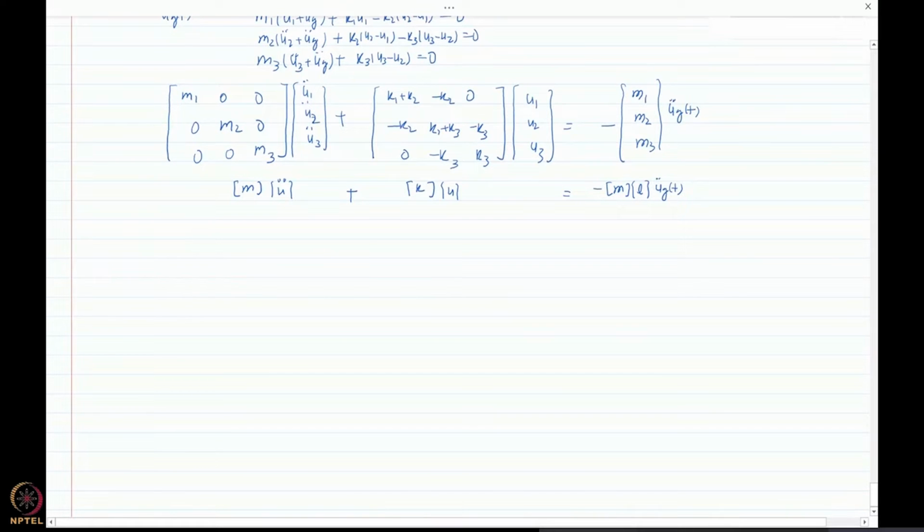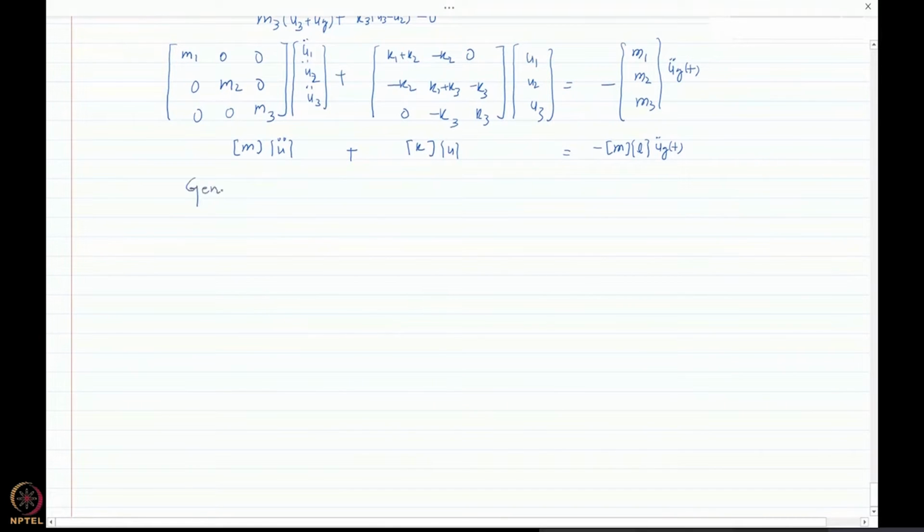You don't have to worry about whether it is a shear type building or whether it is other type of multiple degree of freedom system. So for the general case, the equation of motion is m u double dot, the acceleration vector, plus k u, and then minus mass matrix times influence vector times ug double dot t. Now we discussed how to get the influence vector for different type of systems.